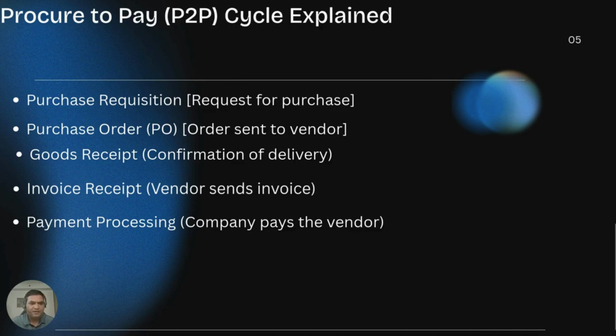Third is goods receipt, which means you made a plan to purchase, you issued a purchase order, and now you receive the goods. The fourth step in this process is your invoice receipt, which means you receive an invoice for the goods that you received. And the final step is to process payment for the goods that you received.